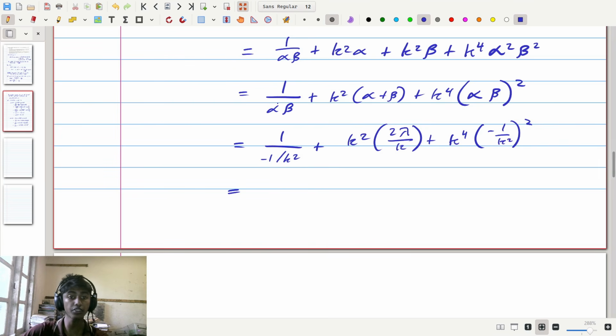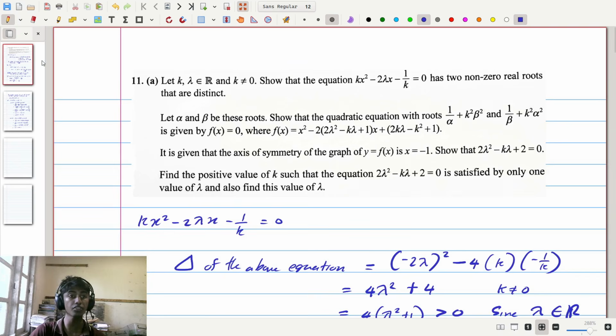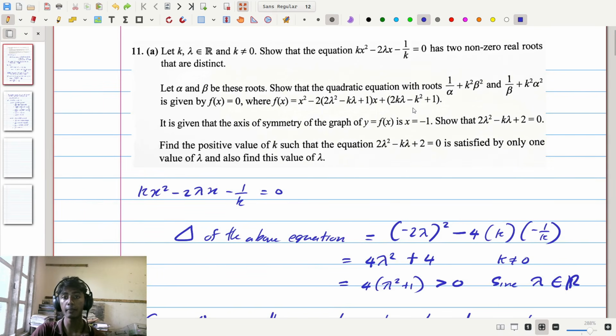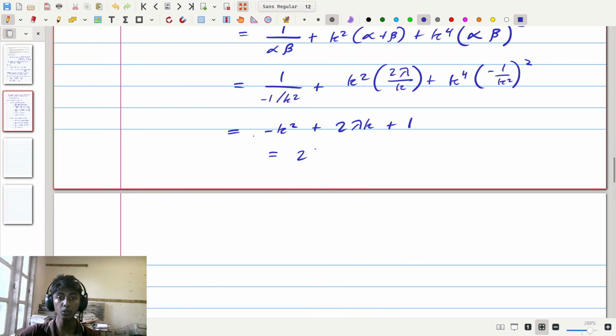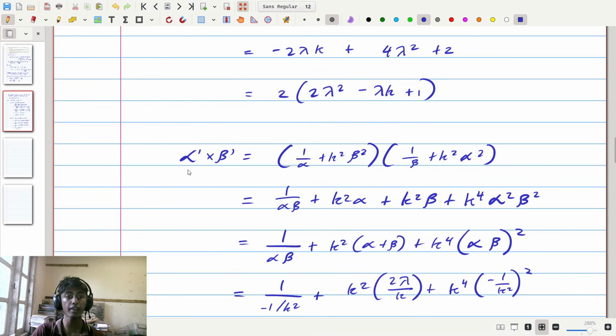Now simplifying each of these, the first term becomes k squared times -1, or negative k squared. The second term becomes k squared times 2 lambda divided by k, which if you cancel one of the k's is equal to 2 lambda k. And the last term is k to the power of 4 times 1 over k to the power of 4, which is equal to 1. So we have just plus 1 over here. Rearranging this into the form they had in the question, 2k lambda minus k squared plus 1, we get 2k lambda minus k squared plus 1 as the term alpha dash times beta dash.